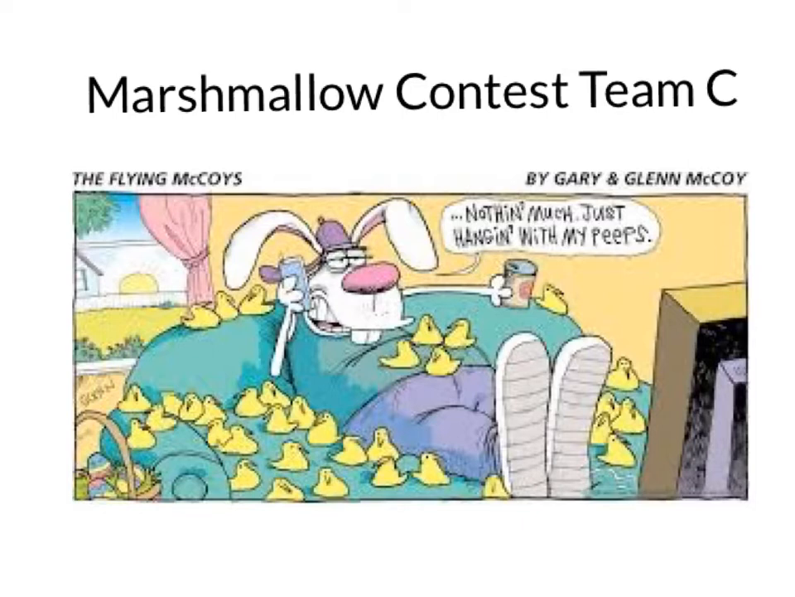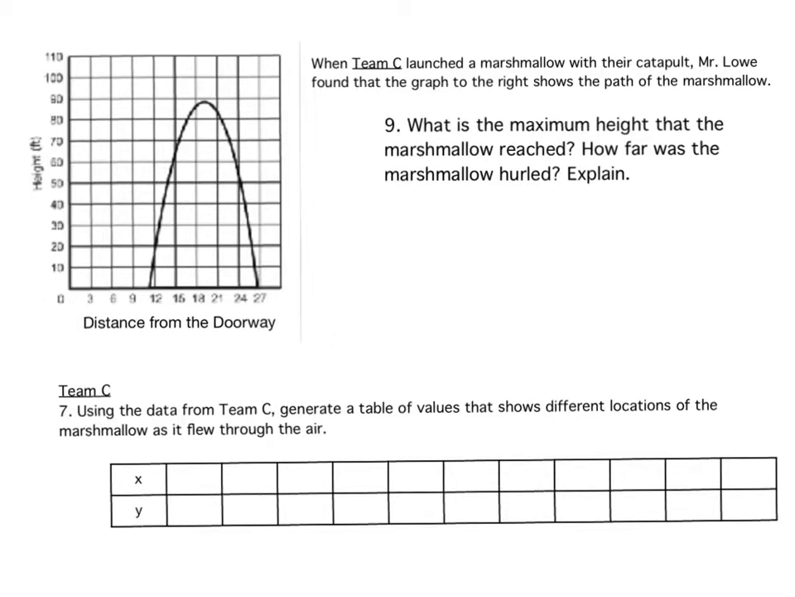Okay, let's take a sneak peek into contest Team Z. So this time, Mr. Lowe's giving us the data of the marshmallow being catapulted, and it's given in a graph. So the first thing we need to do is question number 7, generating a table of values that shows some of the different locations of the marshmallow as it flew through the air. Now the graph's not going to be as precise, but let's come up with some approximate values.